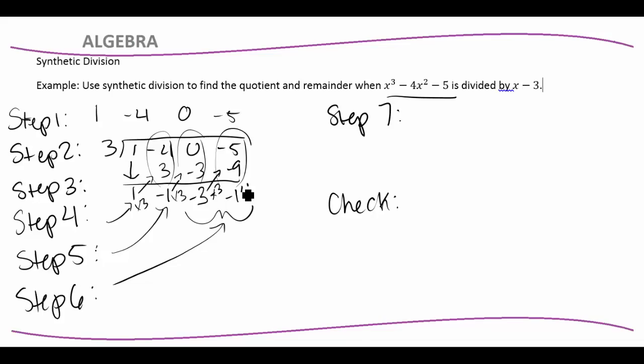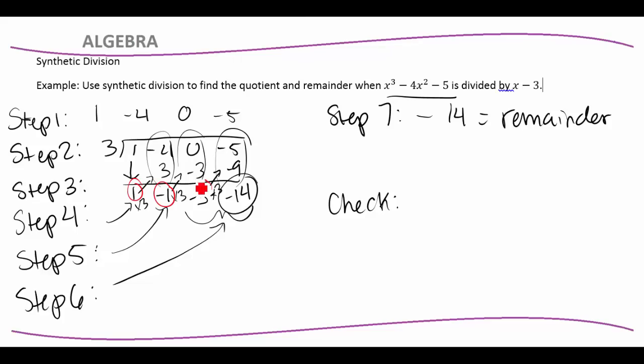So step 7, we're just going to pull out our quotient and our remainder. The negative 14 is the final entry in row 3, and this is the remainder. So negative 14 equals the remainder. And the other entries in row 3, the 1, negative 1, and negative 3.